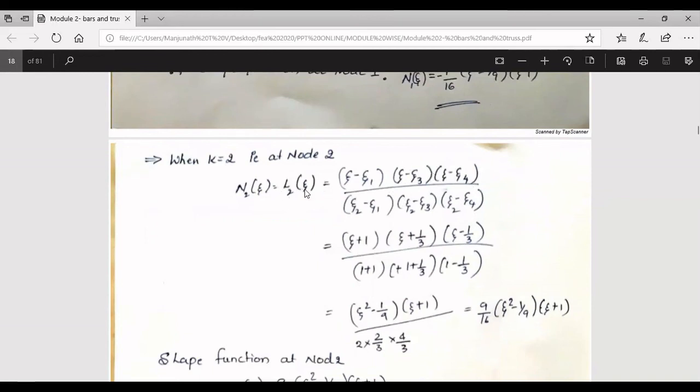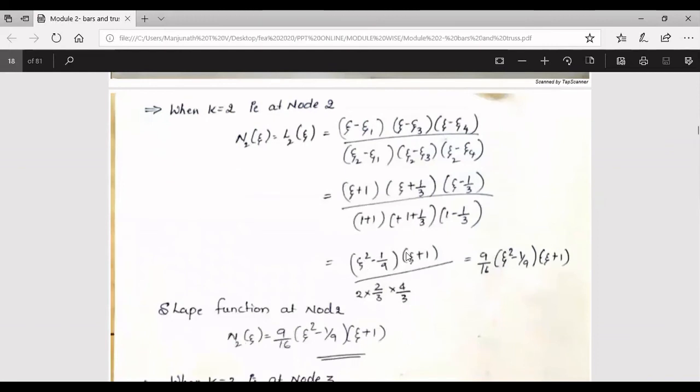Okay, so this equation you can write as (zeta minus zeta 1) divided by (zeta 2 minus zeta 1) for the k value equal to 2; the remaining 3rd and 4th nodes you can write in the equation like this. Here, for the kth node we need to find the shape function. Then, as we substitute the zeta 1, zeta 2, zeta 3 values, the equation becomes like this.